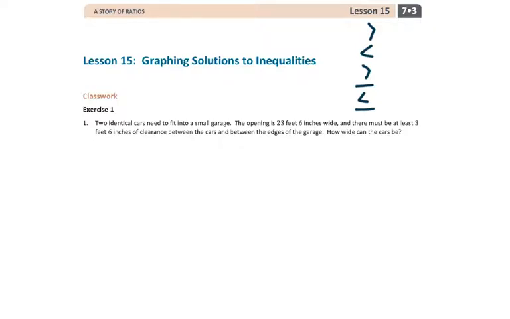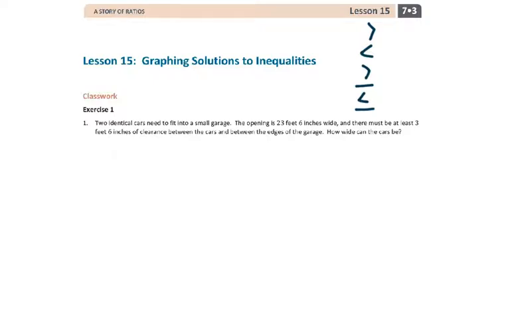So instead of saying he wants to make $1,500, when we use inequalities, we say he wants to make at least $1,500. So he would be happy making $1,500 or more, but he would not be happy if he made less than $1,500. So that is why we use inequalities.